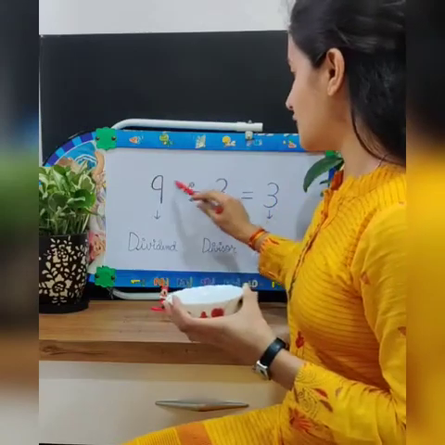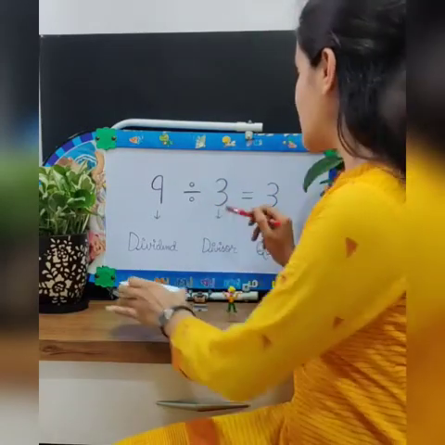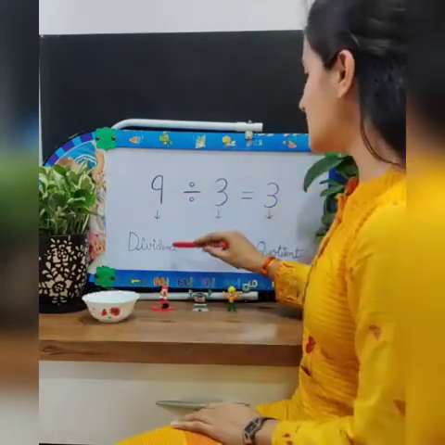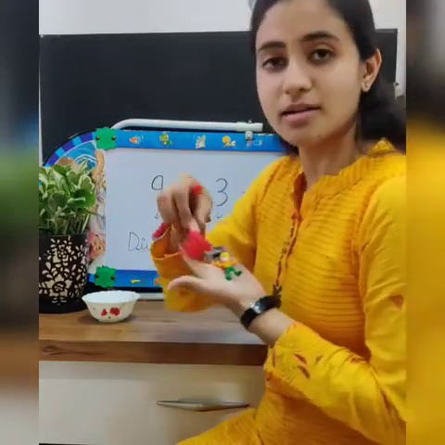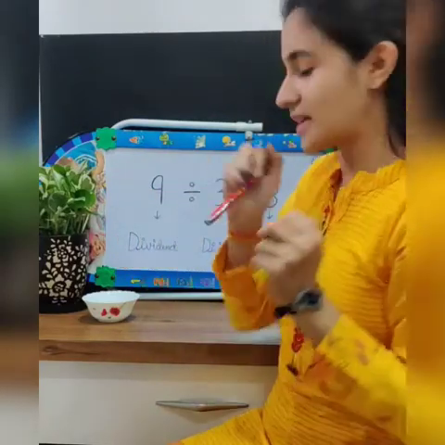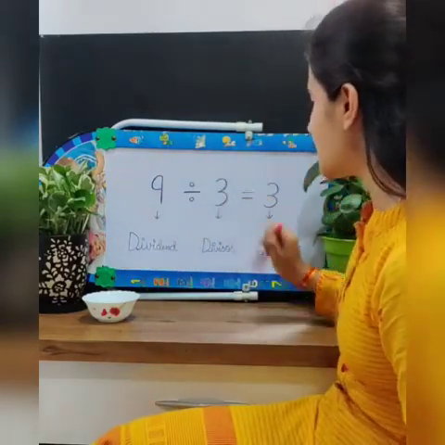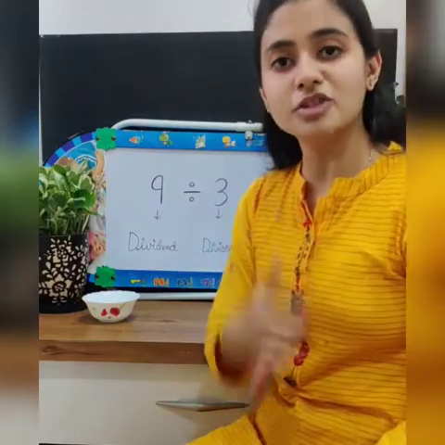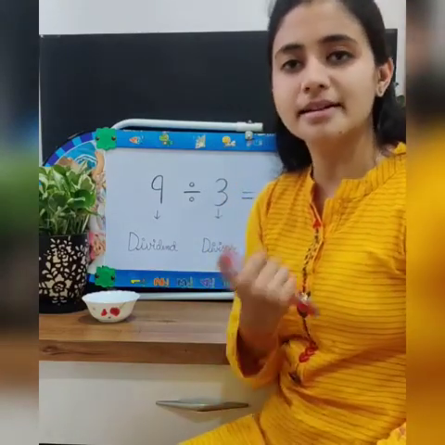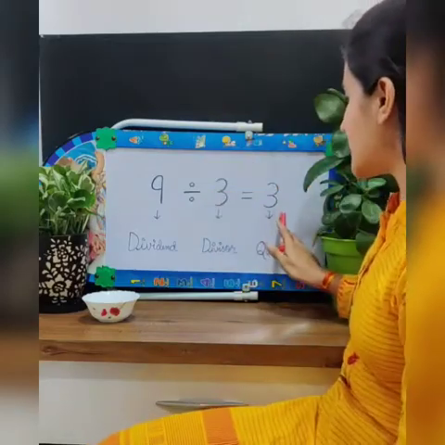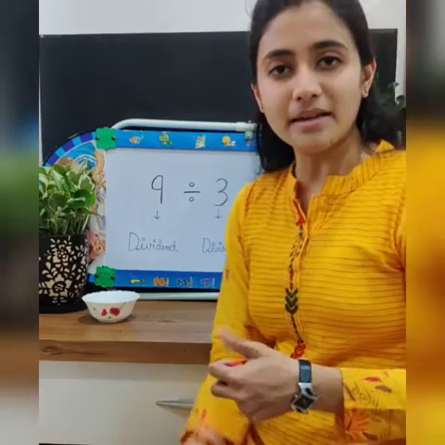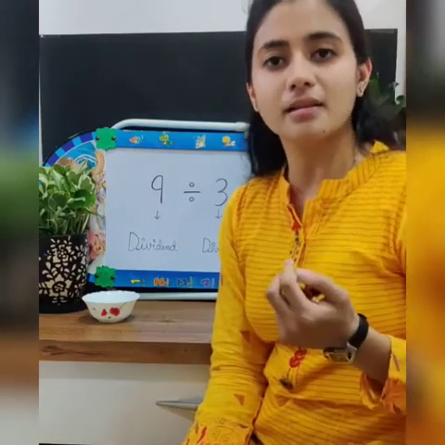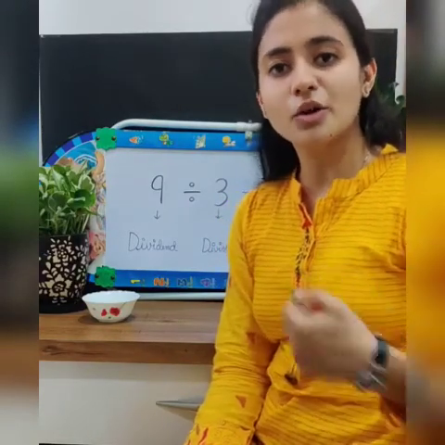Then this is the sign for division. Now we divided these almonds among 3 toys. So these 3 toys were the divisors, among which we have to divide something. So 3 is the divisor. That is, the number by which we have to divide is the divisor. Finally, the answer that we get is the quotient. In our example, each toy got 3 almonds. So 3 was the quotient.